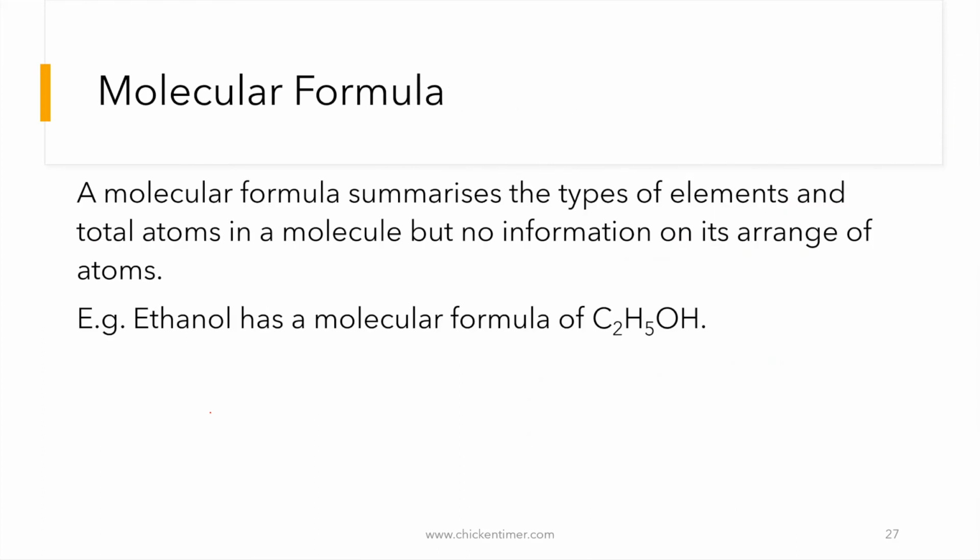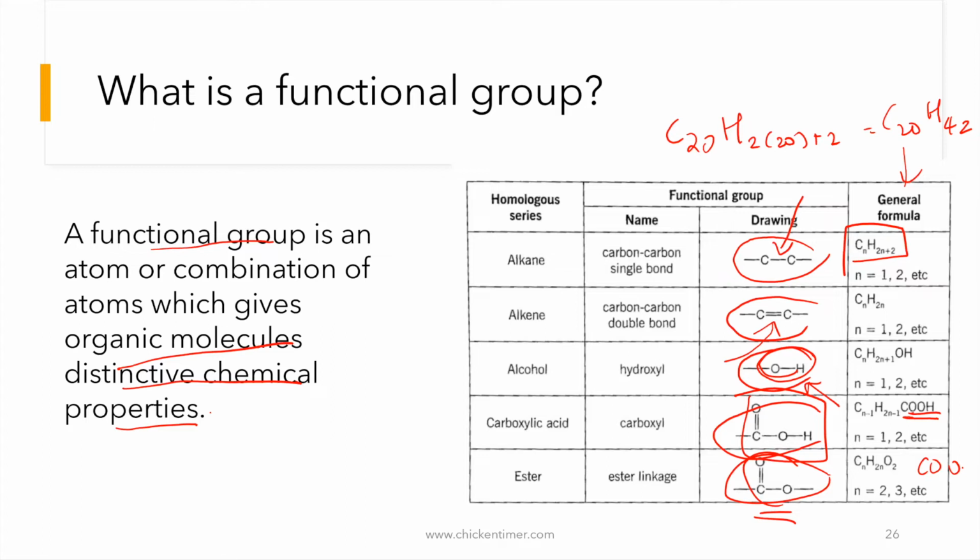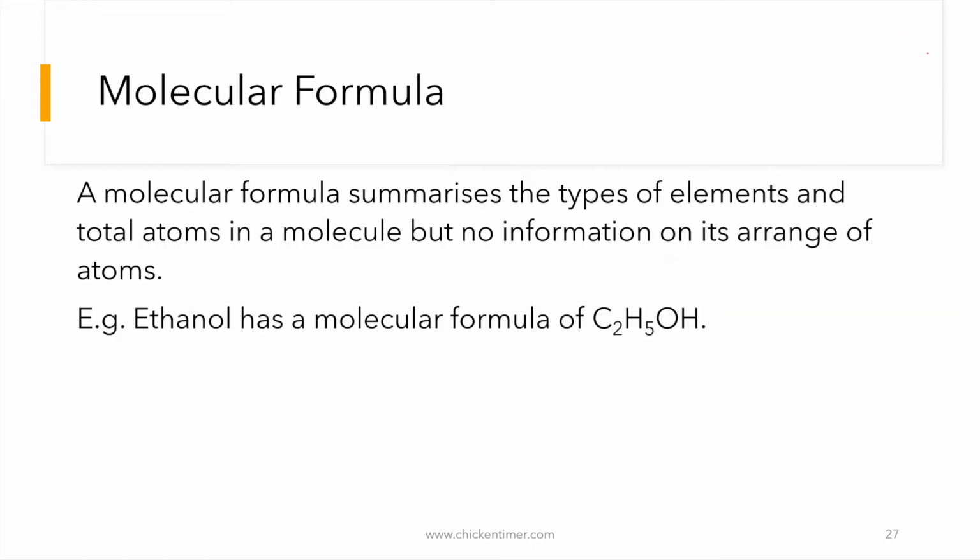So a lot of formulas are here. After you substitute the number into the general formula, you get this formula here. This is also called the molecular formula. The molecular formula tells you how many carbons are there, how many hydrogens are there, and how many oxygens are there in the molecule. So ethanol has a molecular formula of C2H5OH, which means it has 2 carbons, 6 hydrogens, and 1 oxygen.